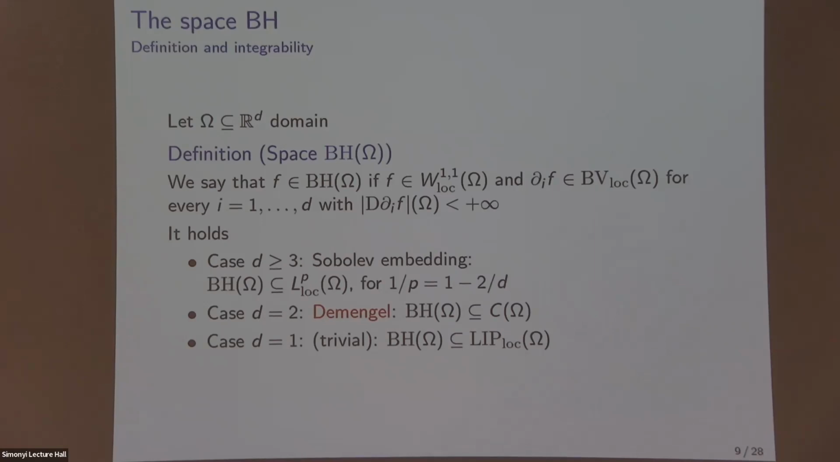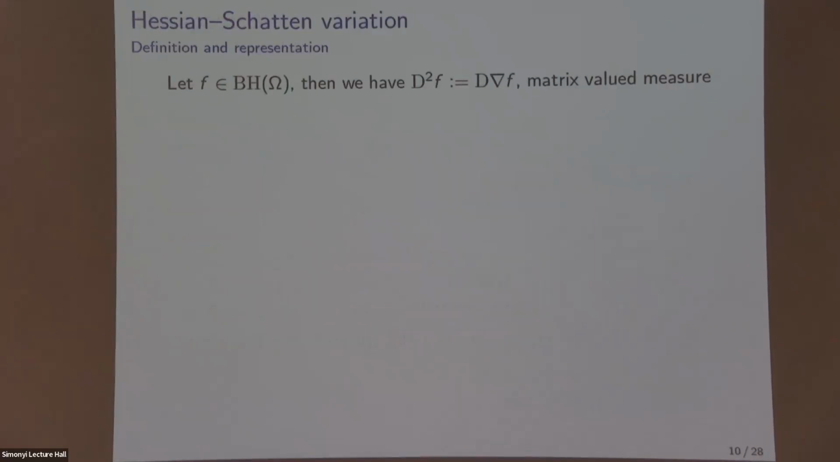Okay, so this was basic properties. So you have functions with bounded action, then it means by definition that its gradient is a vector valued function, so you can take its distributional differential. Let me denote it in this way. So that was maybe becoming the expression of before. So this is a matrix valued measure.